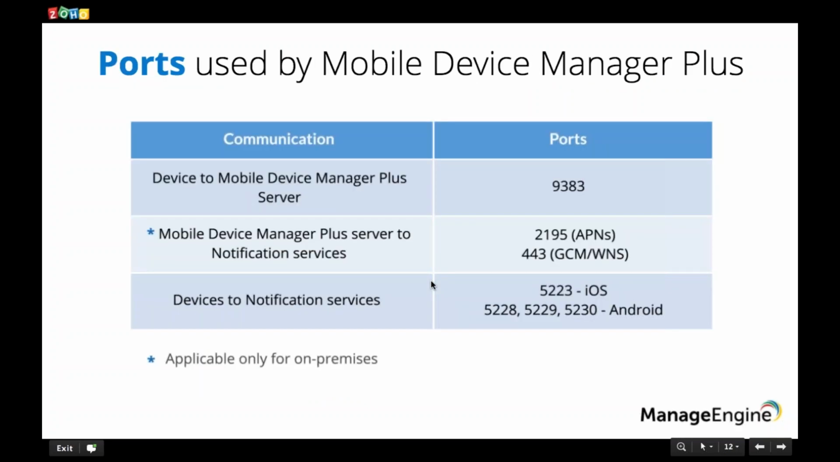For smooth communication between the server and the devices, a few ports need to be opened. For communication between the devices and the MDM server, the inbound port 9383 should be opened. For communication between the MDM server and the notification services, the ports 2195 and 443 should be opened. Similarly, for communication between the devices and notification services, these are the outbound ports that need to be opened. These ports need to be opened only if your devices are behind a firewall.